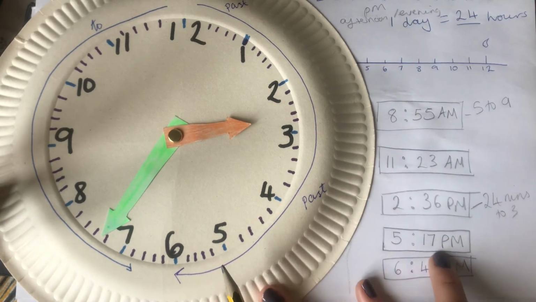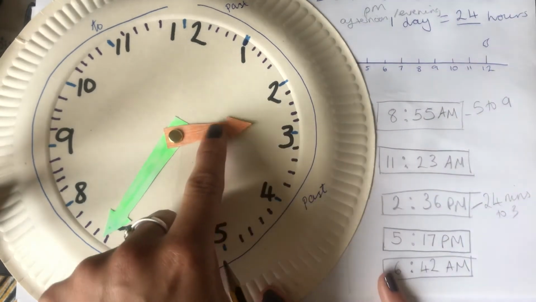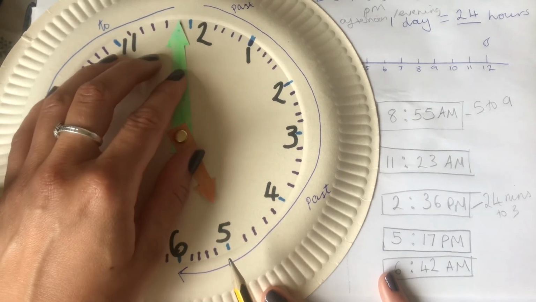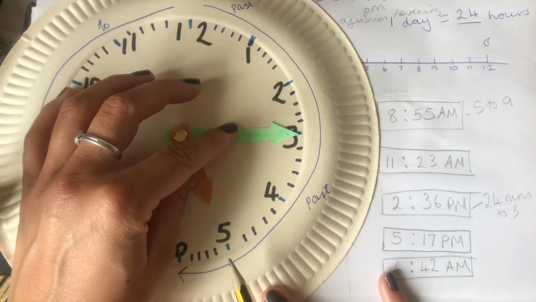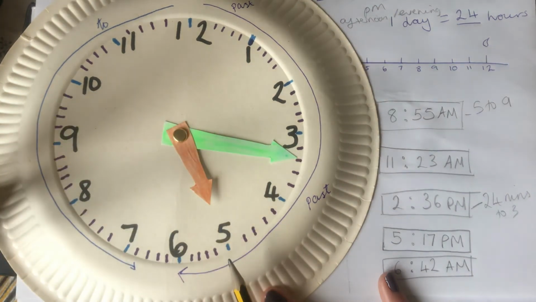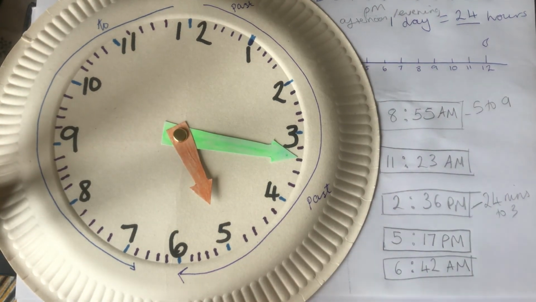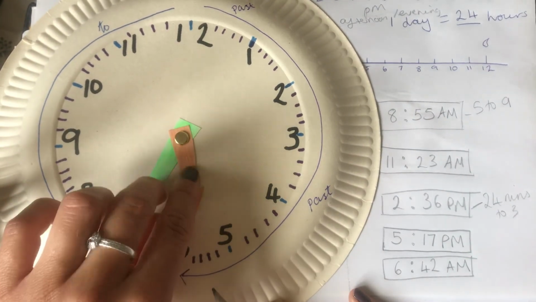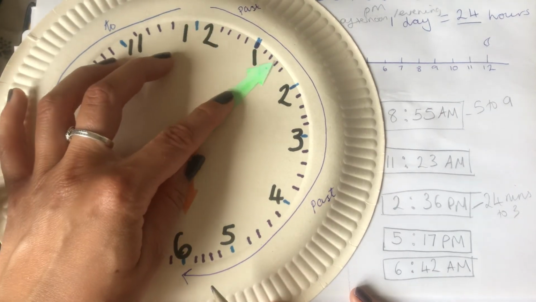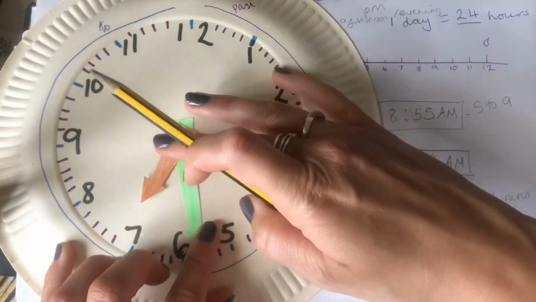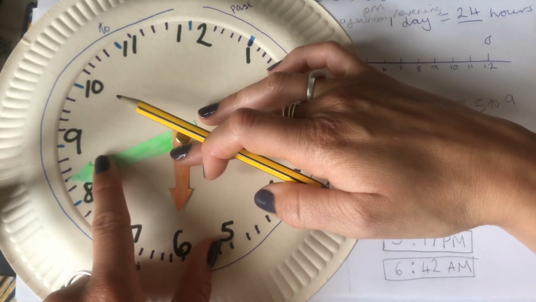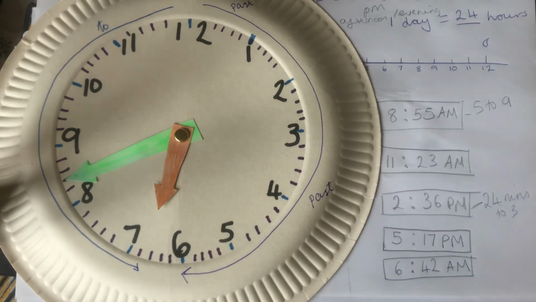So 5:17 PM, remember PM is in the afternoon. Let's put our hour hand roughly on our 5. Take our minute hand and find 5:17. 5, 10, 15, 16, 17. That's 5:17. And the last one, 6:42. So our hands roughly on the 6. 5, 10, 15, 20, 25, 30, 35, 40, 41, 42. So there is your 6:42. Have a go at that if you've still got your homemade clock.